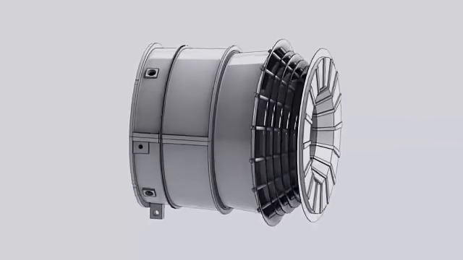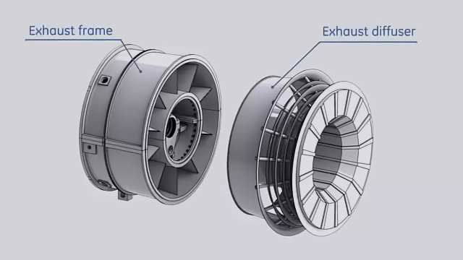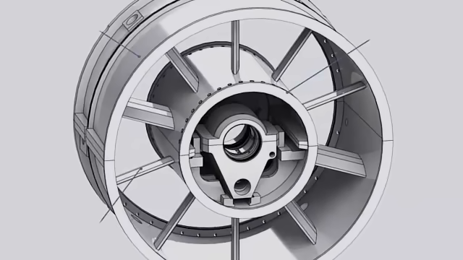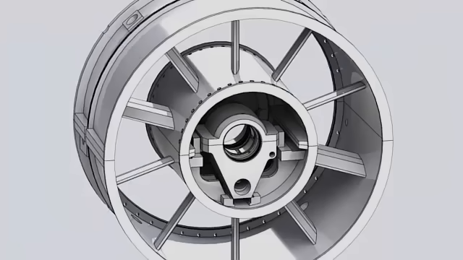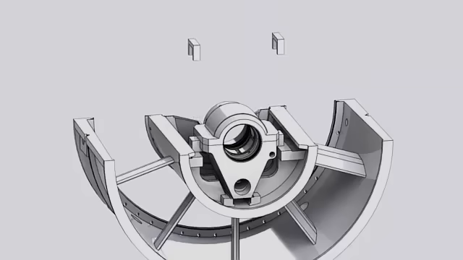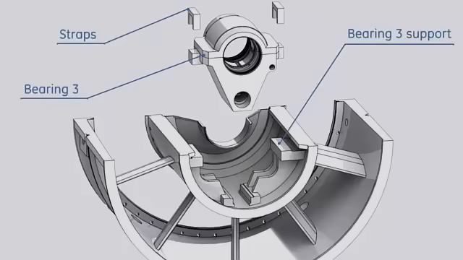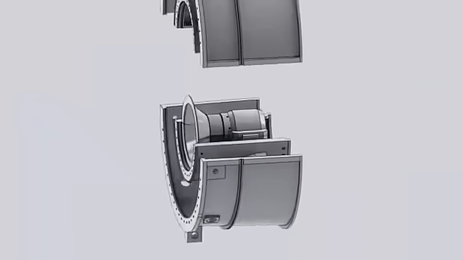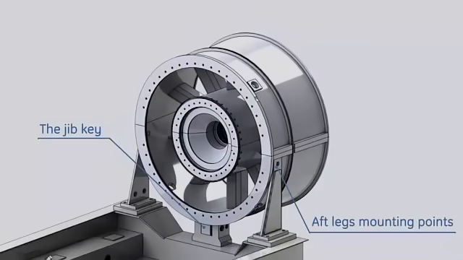The exhaust assembly consists of two parts, the exhaust frame and the exhaust diffuser. The exhaust frame consists of inner and outer cylinders connected together by 10 radial struts. The inner cylinder supports bearing number 3. The lower part of the outer cylinder features mounting points for the turbine aft legs and the jib key.